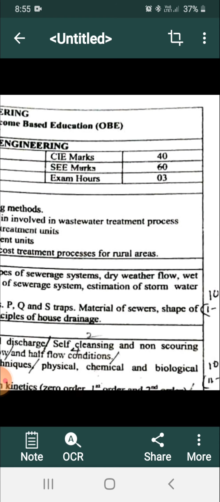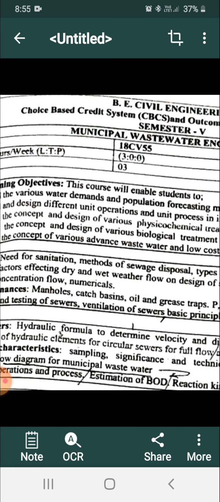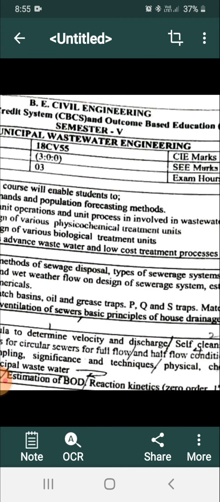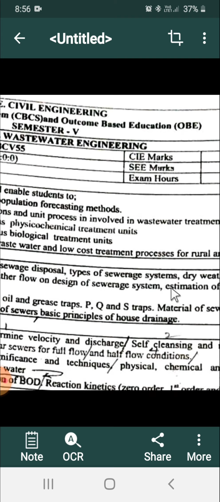Afterwards, dry weather flow and wet weather flow. What are the factors affecting dry weather flow? That is infiltration rate, population growth, and industrial usage of water, and population for rate of water supply. We have already studied that. Dry and wet weather flow, and then design of sewerage system. And then finally, estimation of storm water.